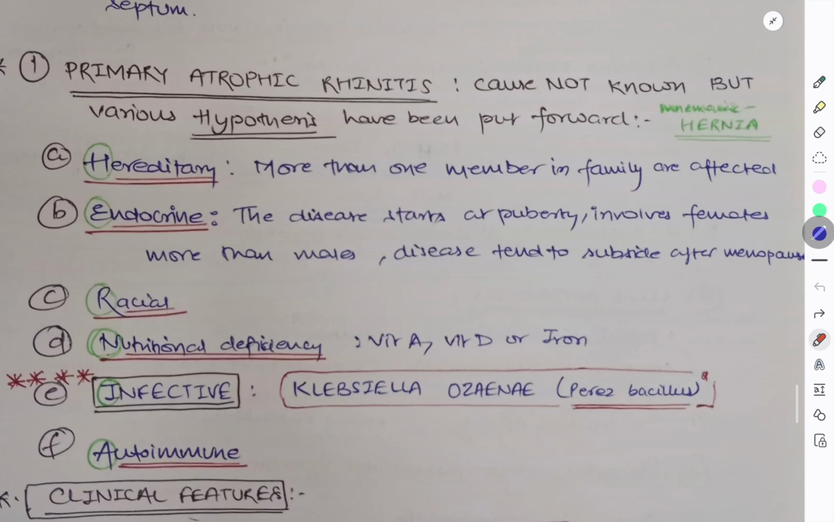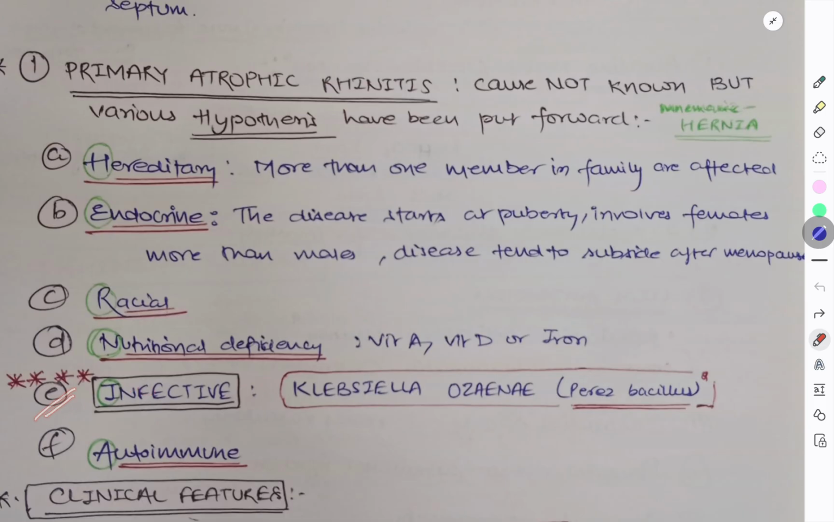R stands for racial. Then N, nutritional deficiency: vitamin A, vitamin D, and iron. This can also be a cause for atrophic rhinitis, so while giving treatment we have to keep these things in mind.